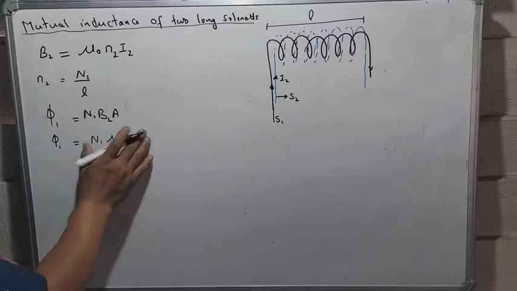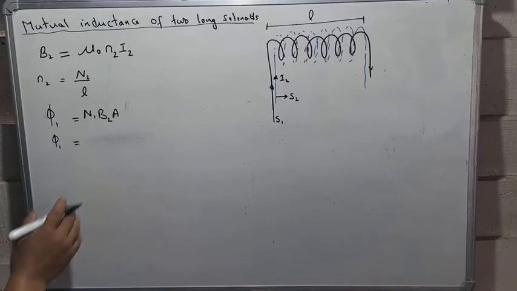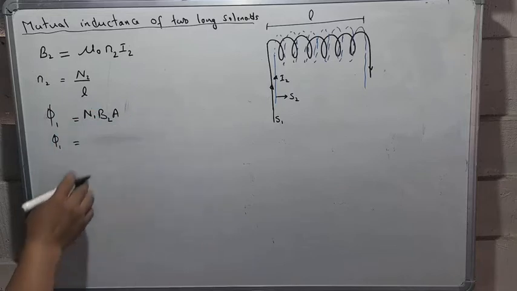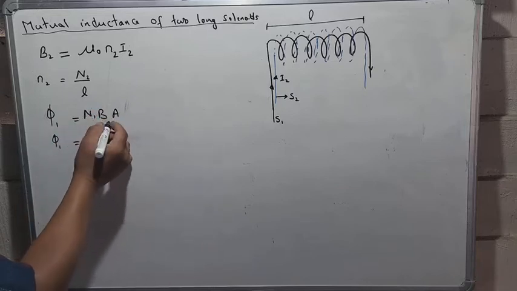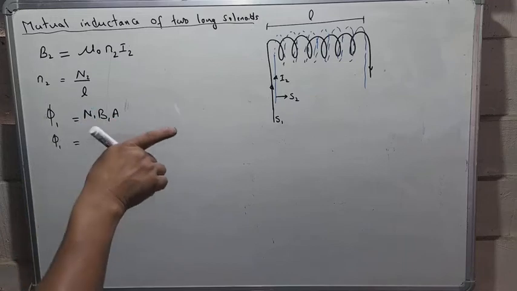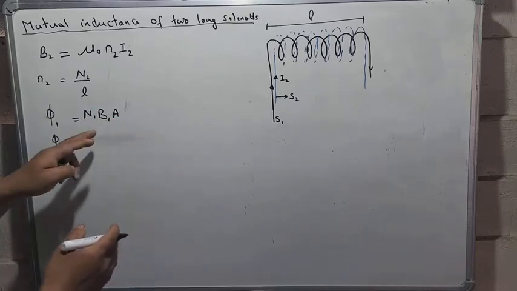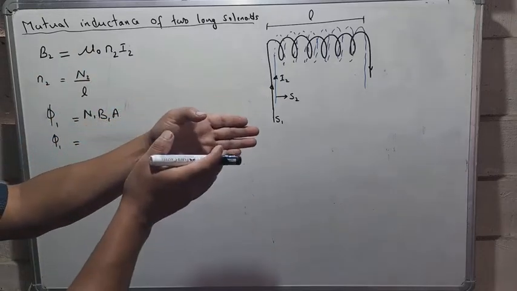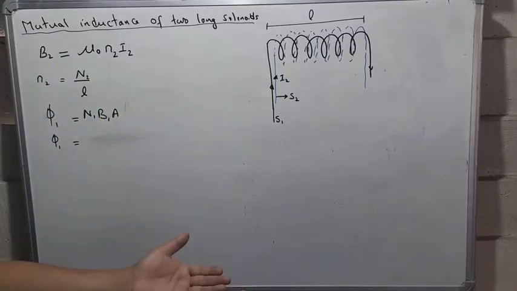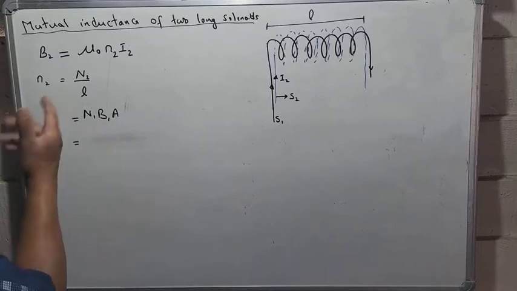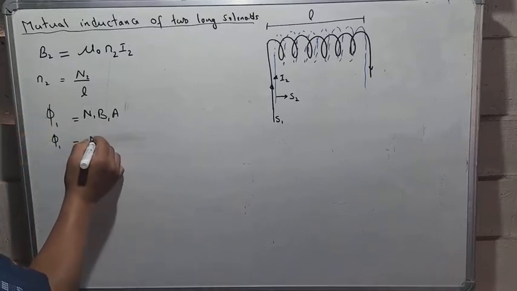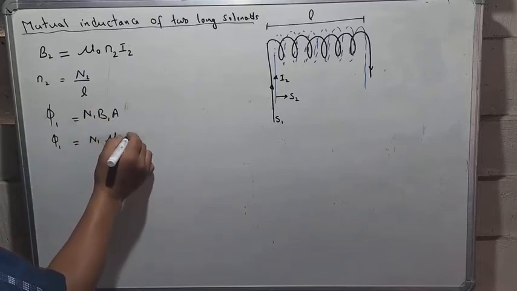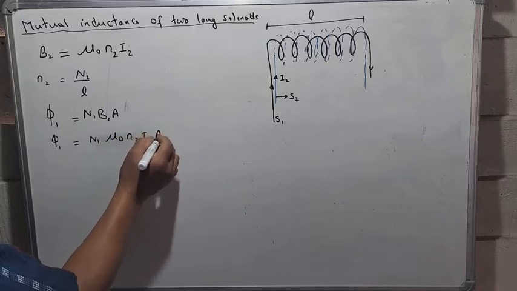Sorry, I made a mistake. When I say phi 1, it means the magnetic flux linking with the first solenoid. So for that, this B is not B2 but B1, which is the magnetic field inside the first solenoid. But it is the same thing, because the magnetic field present inside the first solenoid is the same as the magnetic field inside the second solenoid, so I can write either B1 or B2. That means B1 is the same as B2. So instead of B1, I will write mu naught N2 I2 times A.